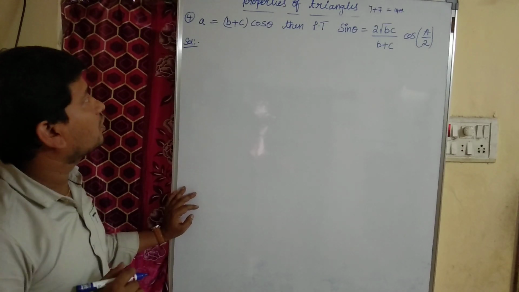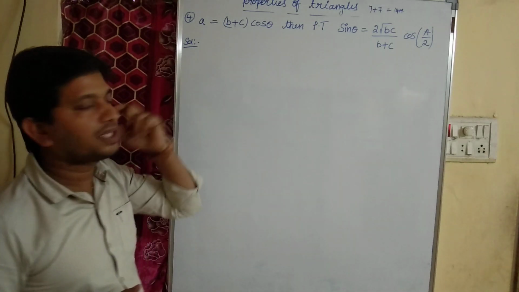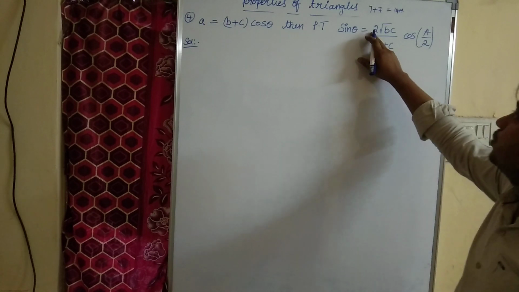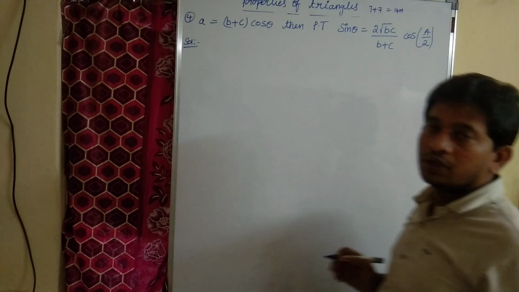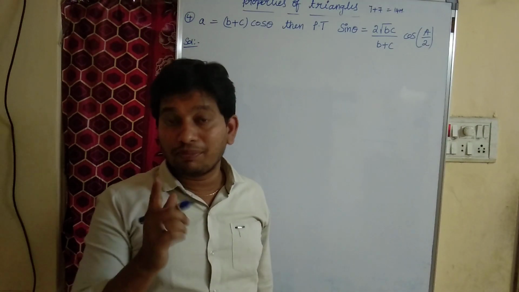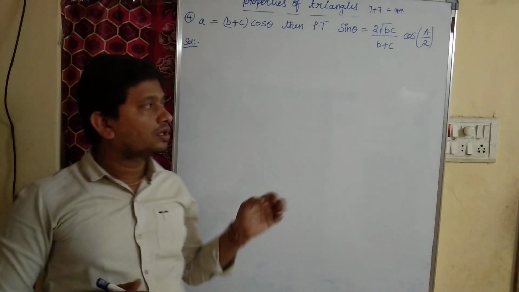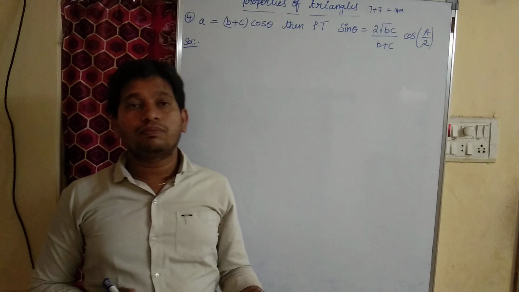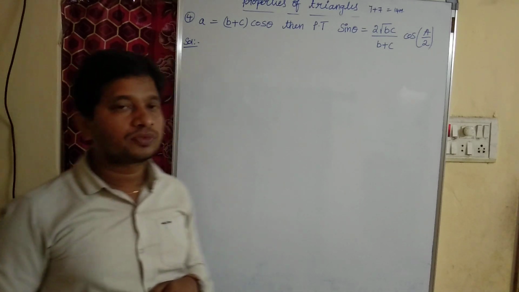Now coming to fourth problem, a equal to b plus c into cos theta, then prove that sin theta equal to 2 into root bc by b plus c into cos A by 2. The previous three problems are based on one method. From that method, 1 7-mark question. Now from this we have second type of method of problems. From this they will ask 1 7-mark question. Okay children. So listen carefully.